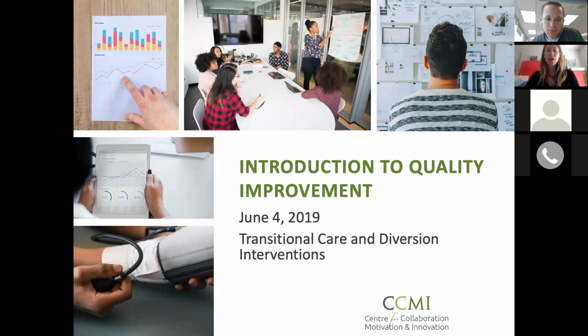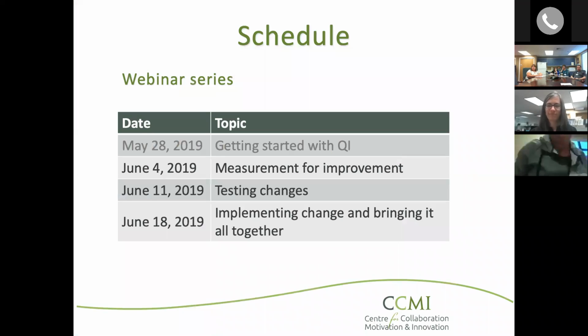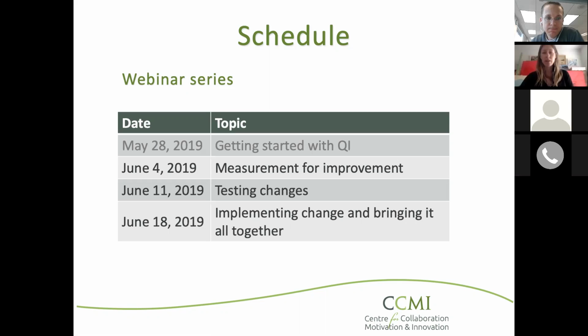So this is the second session of the 4-part series of Introduction to Quality Improvement for members of the Transitional Care and Diversion Interventions Improvement Project. And I'm really happy that many of you came back. So hopefully we didn't lose you last week. I just want to start with a little bit of a recap from last week. Last week we started with an introduction to quality improvement. We talked about background and the context under which quality improvement in healthcare emerged. Then I introduced the model for improvement and we talked about some of its core components.